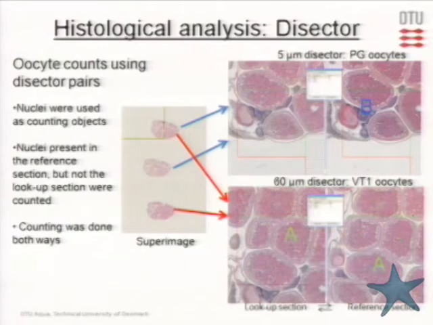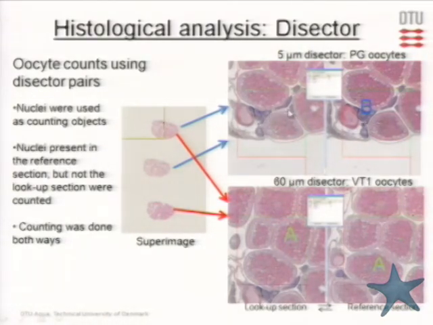The histological analysis, as I said, used the physical dissector. Oocyte counts are made using the dissector pairs. We use the nuclei as the counting objects, and in this method, we have a whole section, the entire ovary sectioned, and random sections are then used for the imaging, and we are comparing 2 sections with a known distance. In this method, we are then counting which oocytes are disappearing, or actually the nuclei, which nuclei are present here, but not here.